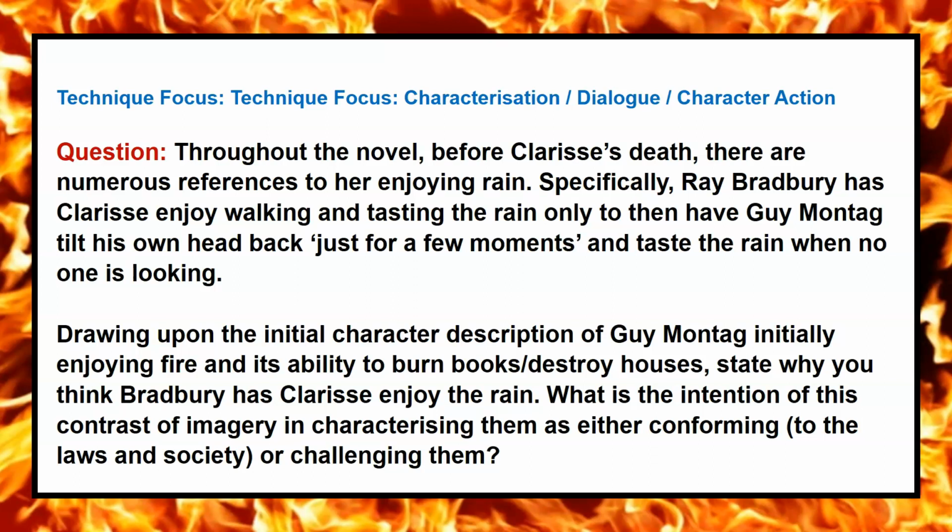Drawing upon the initial character description of Guy Montag, initially enjoying fire and the burning and the blazing of it and its ability to destroy, state why you think Bradbury has Clarice enjoy the rain. What is the intention of this contrast of imagery, which means difference? And how does it help characterize them as either conforming to the laws in society of book burning and well-being of firemen, or ideally challenging them? For this, you might like to consider the opposites of rain and fire and what they might symbolically represent.